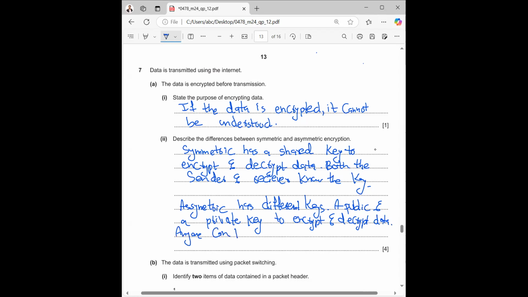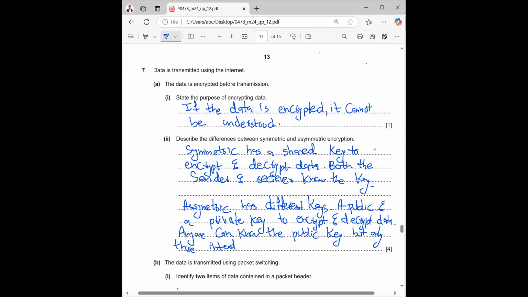Anyone can know the public key, but only those intended know the private key, right? Because public is used to encrypt the data and private is used to decrypt.